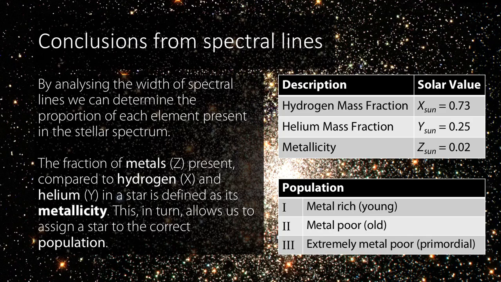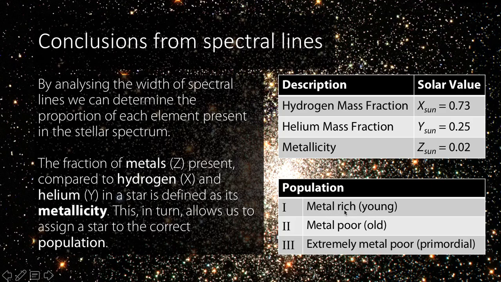So if you look at how much of those other elements is present, that gives you an idea of the age of a star, or more accurately, the generation of a star. Was it one of the first stars to shine? Was it a later generation? The data for our sun is 73% hydrogen, 25% helium, and 2% metals. Some people think a little bit less, but that's the currently accepted data. And 2% actually makes our sun quite metal rich.